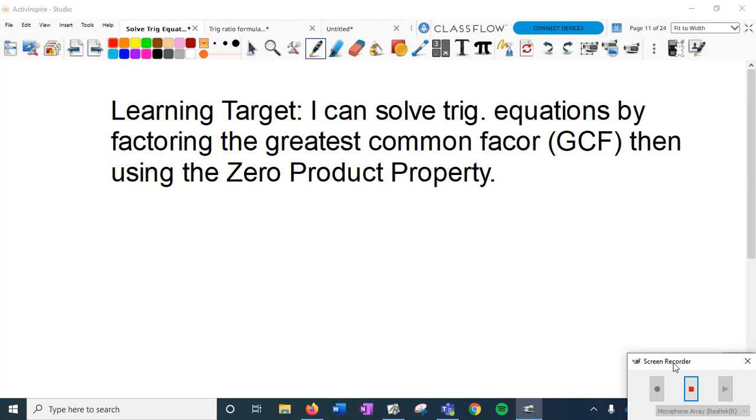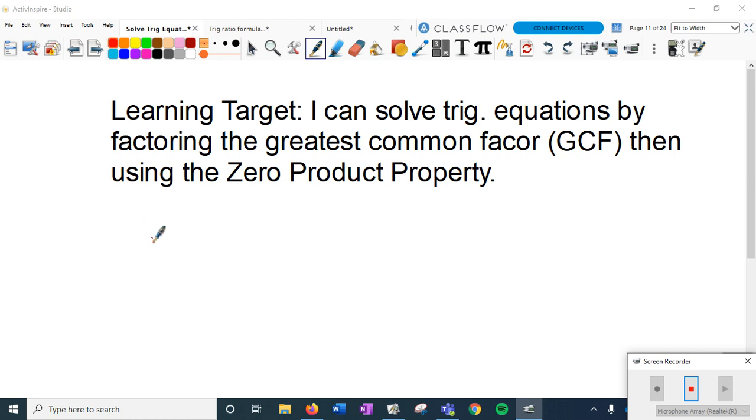Our next lesson, as we continue to talk about solving trig equations, is going to have to do with factoring the greatest common factor and then using our zero product property like we did last time. So we have a little step we have to add on before we can jump into some of our solving. Okay, so let's review a couple things first.